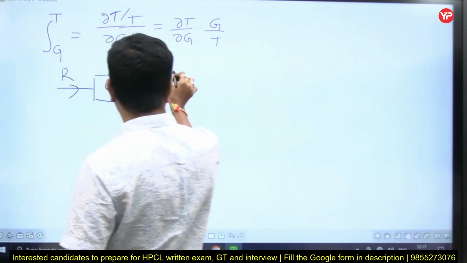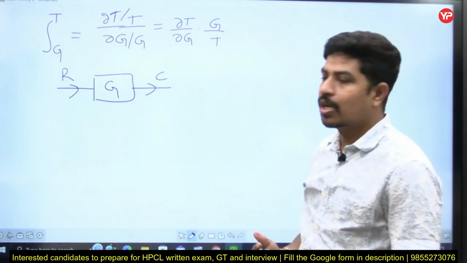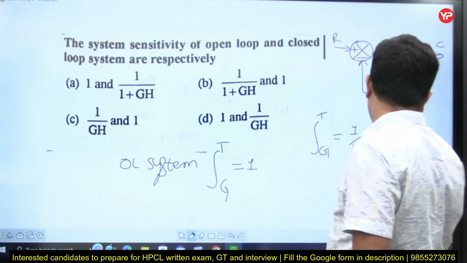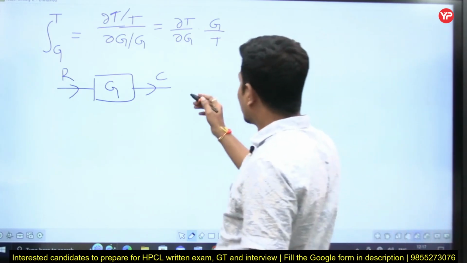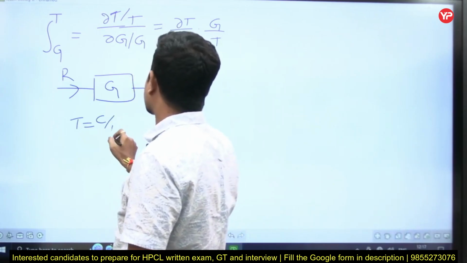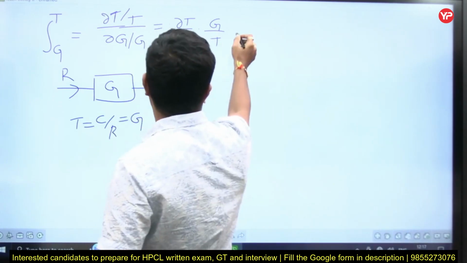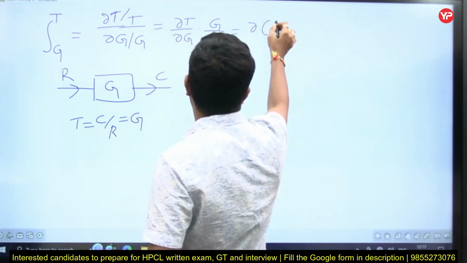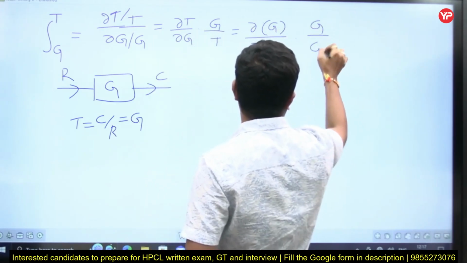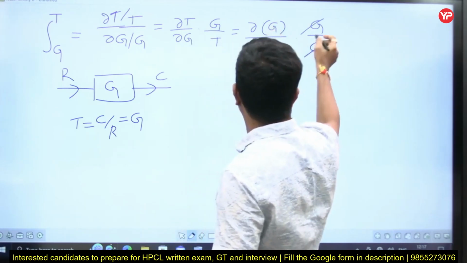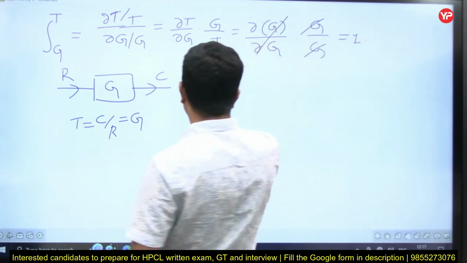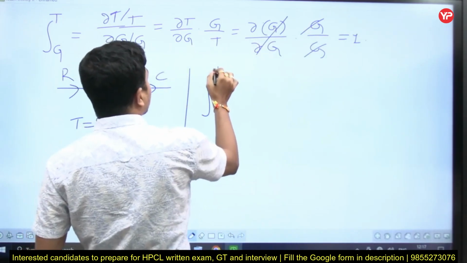This is R, this is C. See, he asked about open loop and closed loop systems. Where is the transfer function? T is the transfer function. What is T? T is equal to C by R, which is equal to G. Now ∂T/∂G into G/T, this G got cancelled. Derivative of G with respect to G will be 1. Therefore it is 1. Same way, if you are taking the closed loop transfer function, T is what?